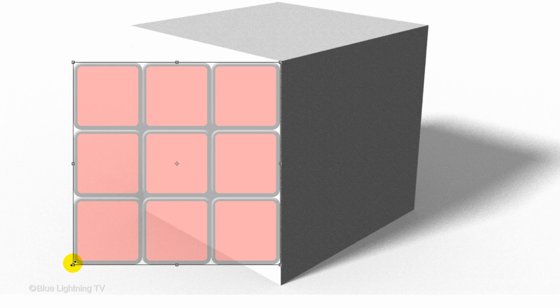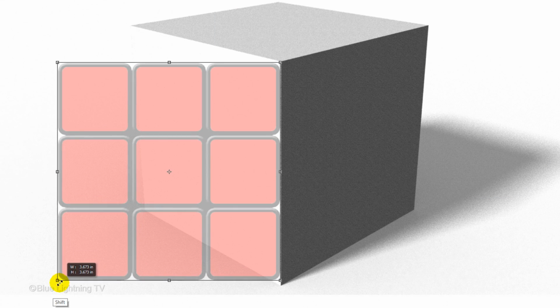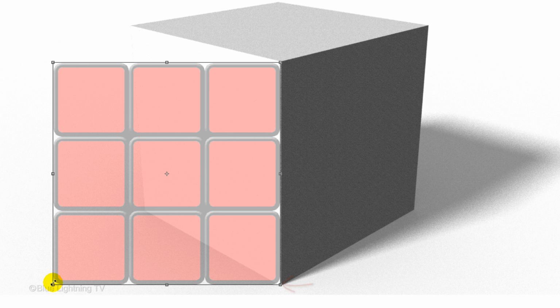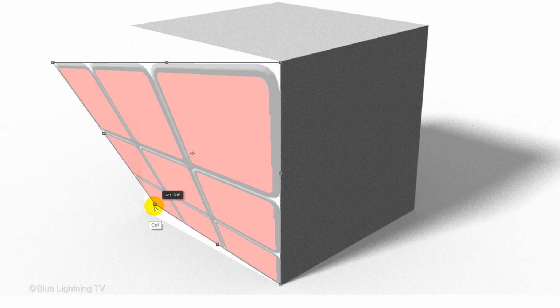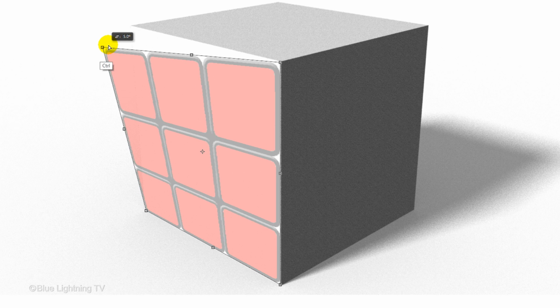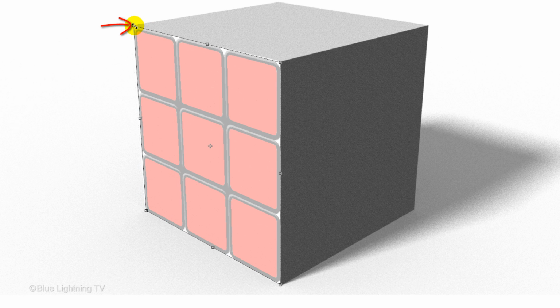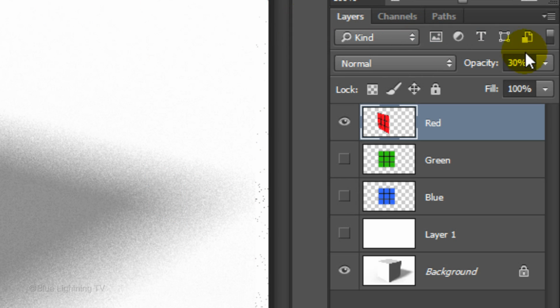Go to the bottom left corner of the transform, and when you see a diagonal double arrow, press and hold Shift as you drag it out until it's touching the corner of the cube. Press and hold Ctrl or Command as you drag the bottom left corner of the transform to the bottom left corner of the cube. Go to the top left corner of the transform and again press and hold Ctrl or Command as you drag the corner to the top left corner of the cube. Press Enter or Return to accept it. Increase its opacity back to 100%.